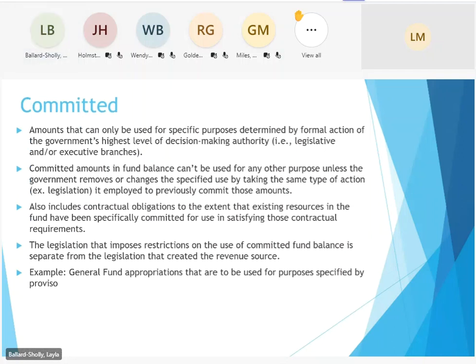Committed. This would be amounts that can only be used for specific purposes determined by formal action of the government's highest level decision-making authority, which for our state would be the legislative or executive branches. The key part of this is it has to be determined by formal action and it has to be by the highest level of decision-making authority.